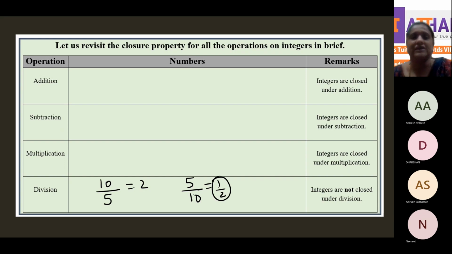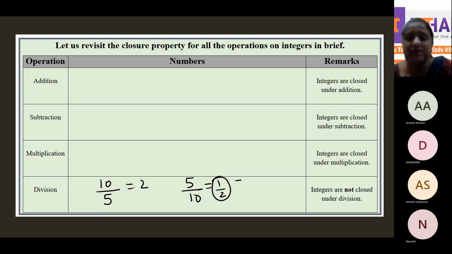But 1 by 2 is not an integer because 1 by 2 is not a natural number. 1 by 2 is not the negative of a natural number. 1 by 2 is not 0. So it is not an integer. How do you check if a number is an integer? It should be a natural number. 1 by 2 is not a natural number. If it is not a natural number, how can it be the negative of a natural number? So if it is not a natural number, it is not the negative of a natural number either. And it is not 0 also. That means it's not an integer.